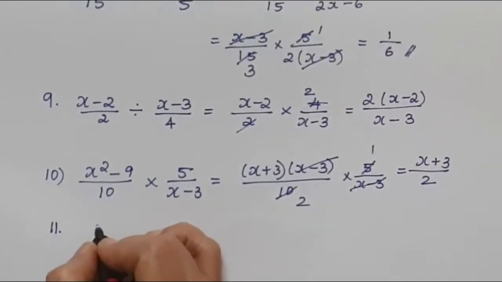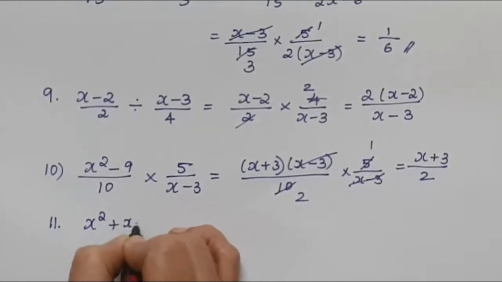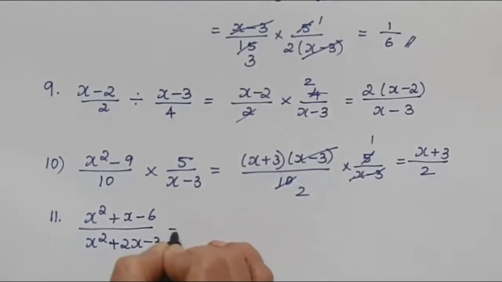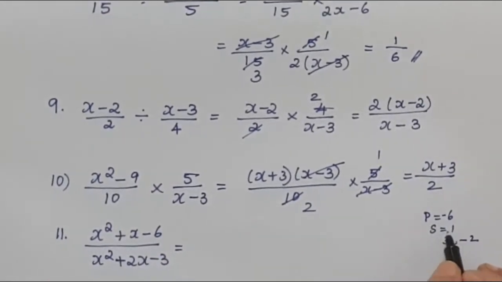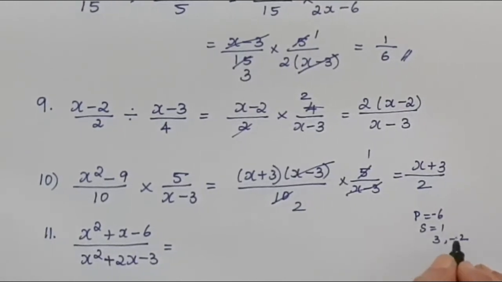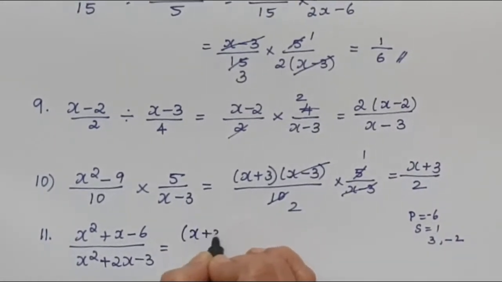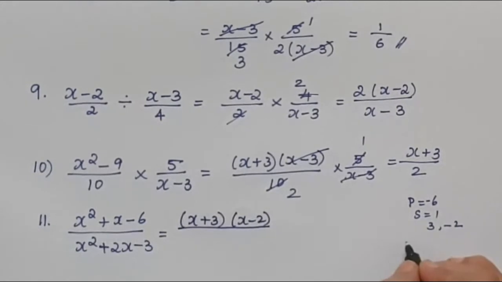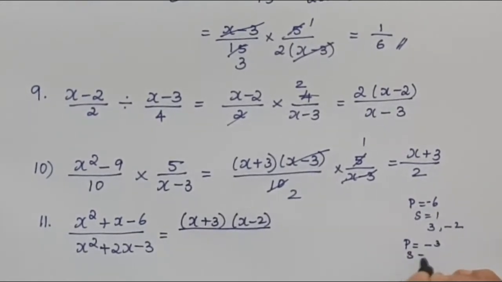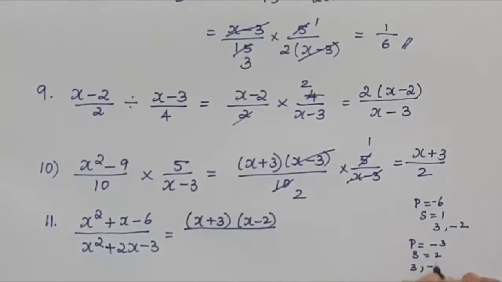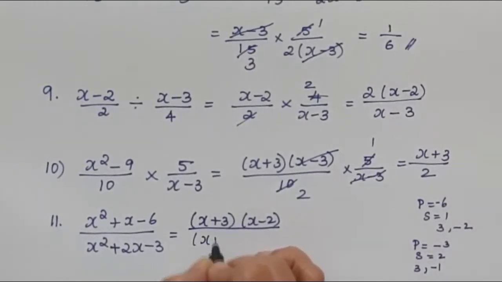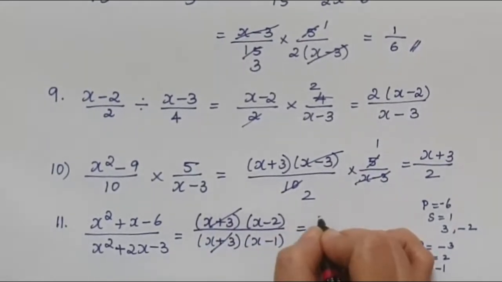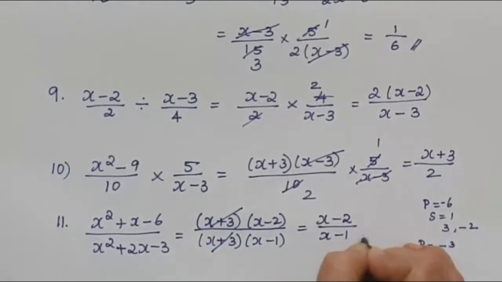Now the 11th question. (x square plus x minus 6) divided by (x square plus 2x minus 3). Now for the numerator, the product is minus 6, sum equal to 1. So the factors will be 3 and minus 2. So it will be (x plus 3)(x minus 2). Then here in the denominator, the product has to be minus 3, sum has to be 2. So it will be 3 and minus 1. So it will be (x plus 3)(x minus 1). So this x plus 3 and x plus 3 will get cancelled. The answer will be (x minus 2) over (x minus 1).